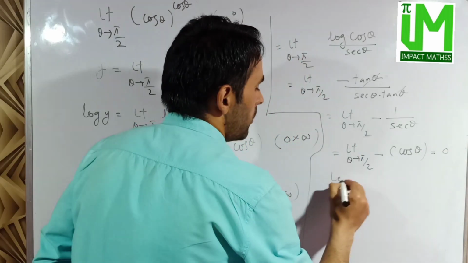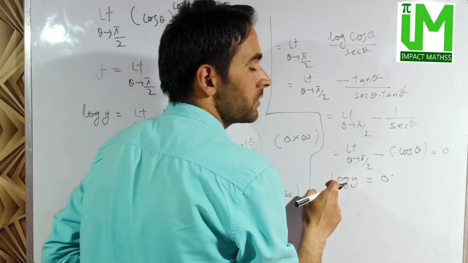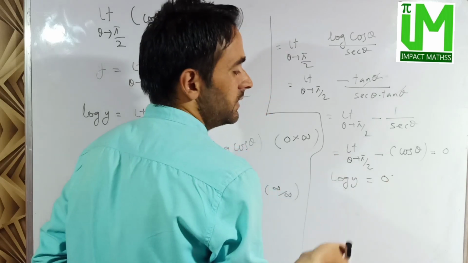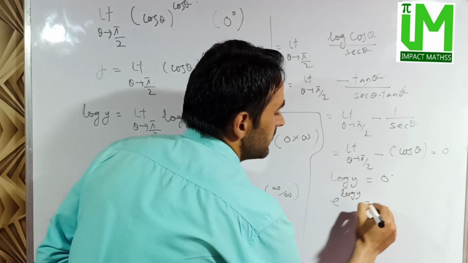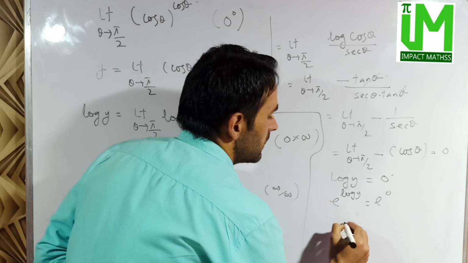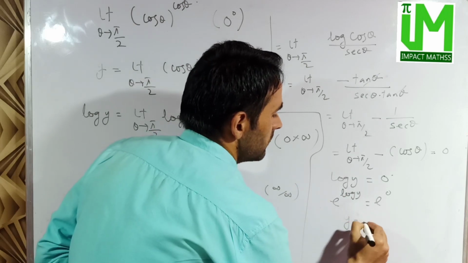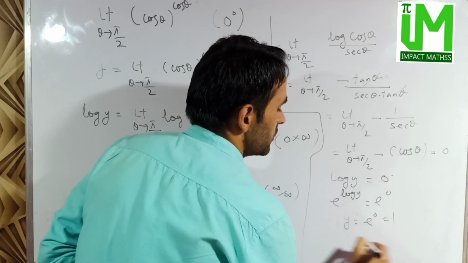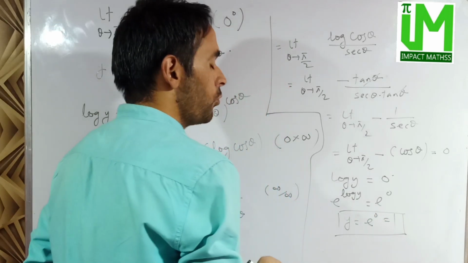That means log of y is equal to 0. So again, in order to cancel log, we'll be taking e as the base, so e raised to power log of y is equal to e raised to power 0, and e and log will cancel out because they are inverses of each other, and y is equal to e raised to power 0, which is 1. That means again in this case also the limiting value is 1.